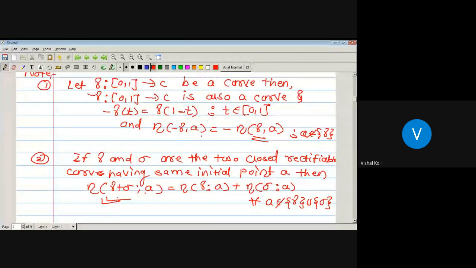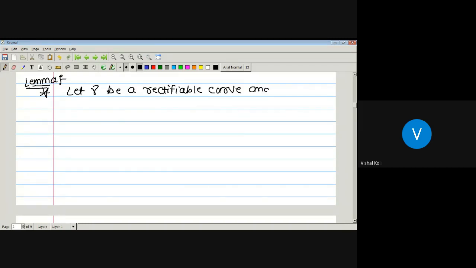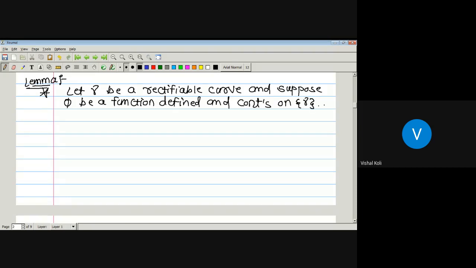now there is one lemma. Let gamma be a rectifiable curve, and suppose phi is a function defined and continuous on the trace of gamma.